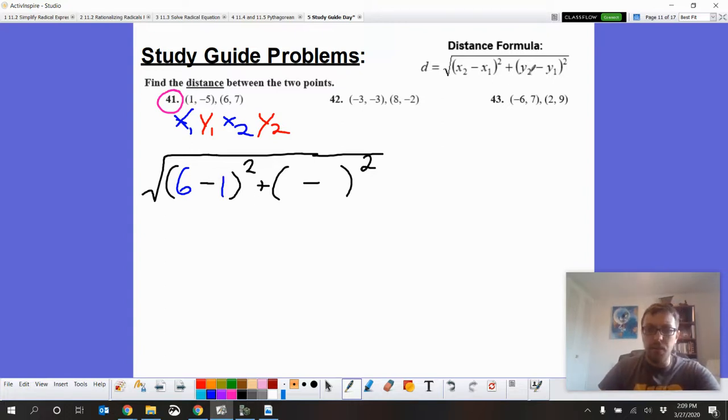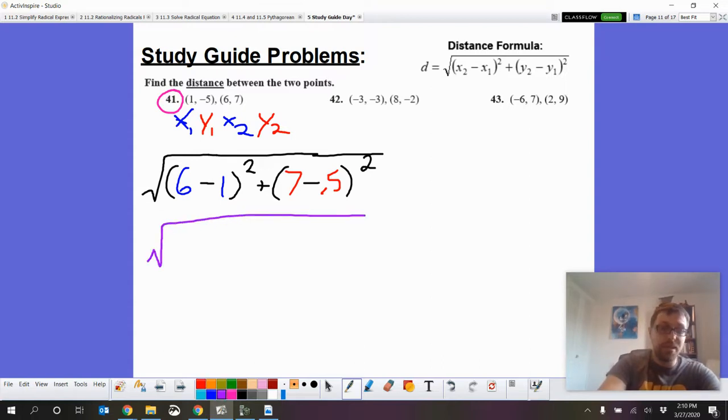Then I need the y from my second point. The y from my second point is 7. So I'll put 7 there. And then we need the y from the first point. The y from the first point is -5. Having trouble remembering which one's x and which one's y, it's alphabetical. X comes before y in the alphabet, same thing in points.